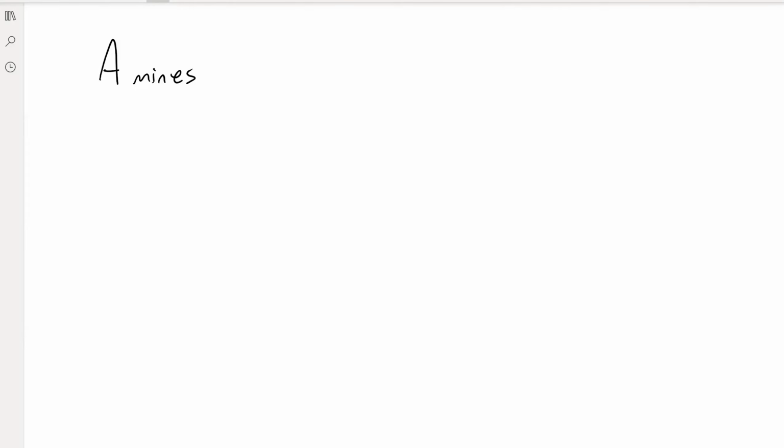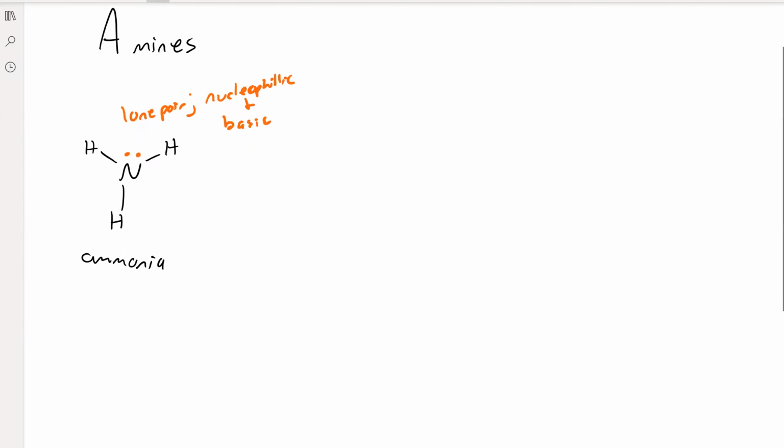All right, so our next functional group are amines, which are nitrogen-containing compounds. The simplest of which is ammonia, which is just NH3. And then don't forget that this ammonia and almost all of our amines are going to have this lone pair. And so this lone pair is both nucleophilic and basic. So our amines in general will act as nucleophiles and bases.